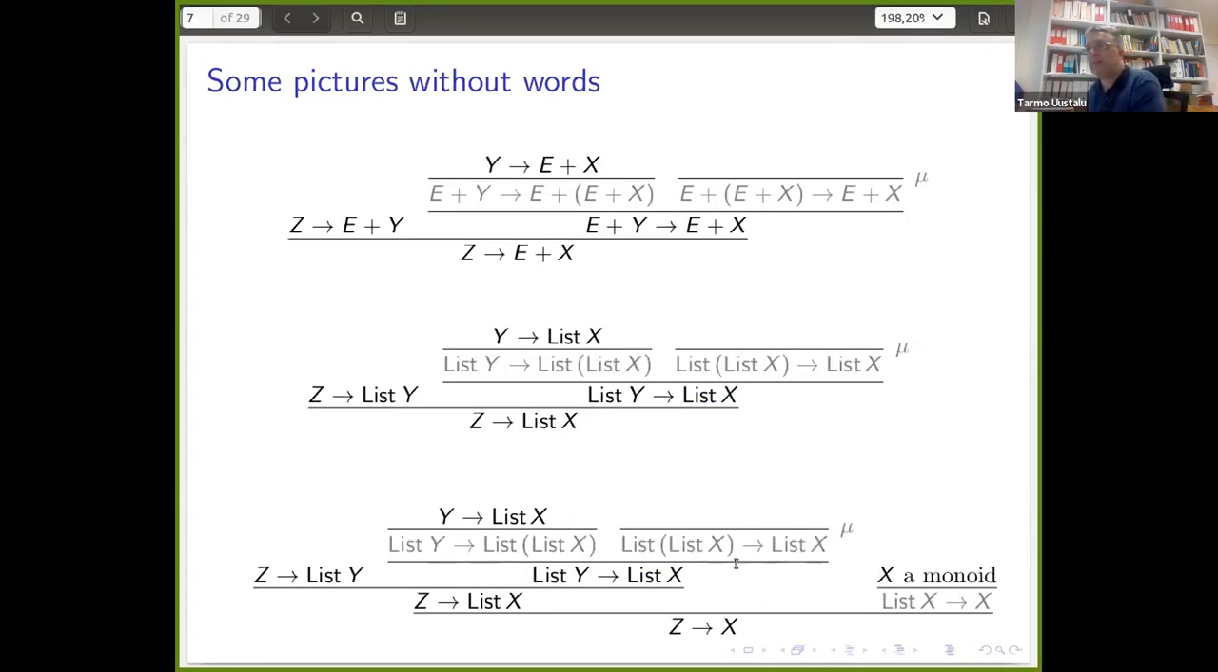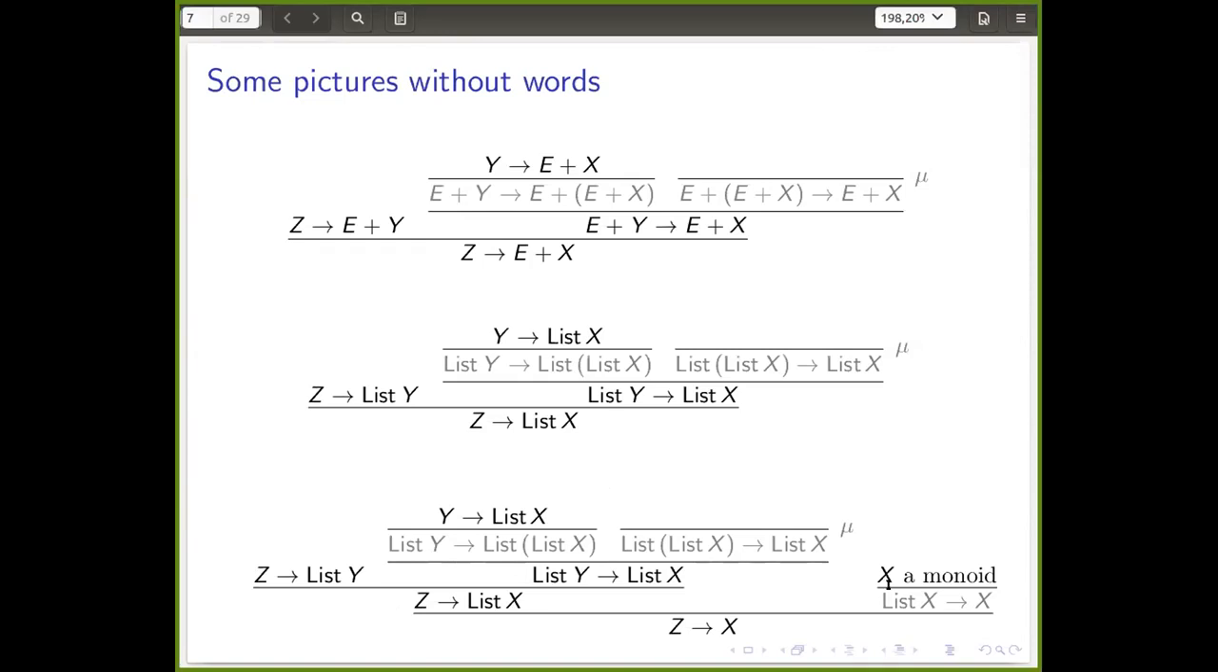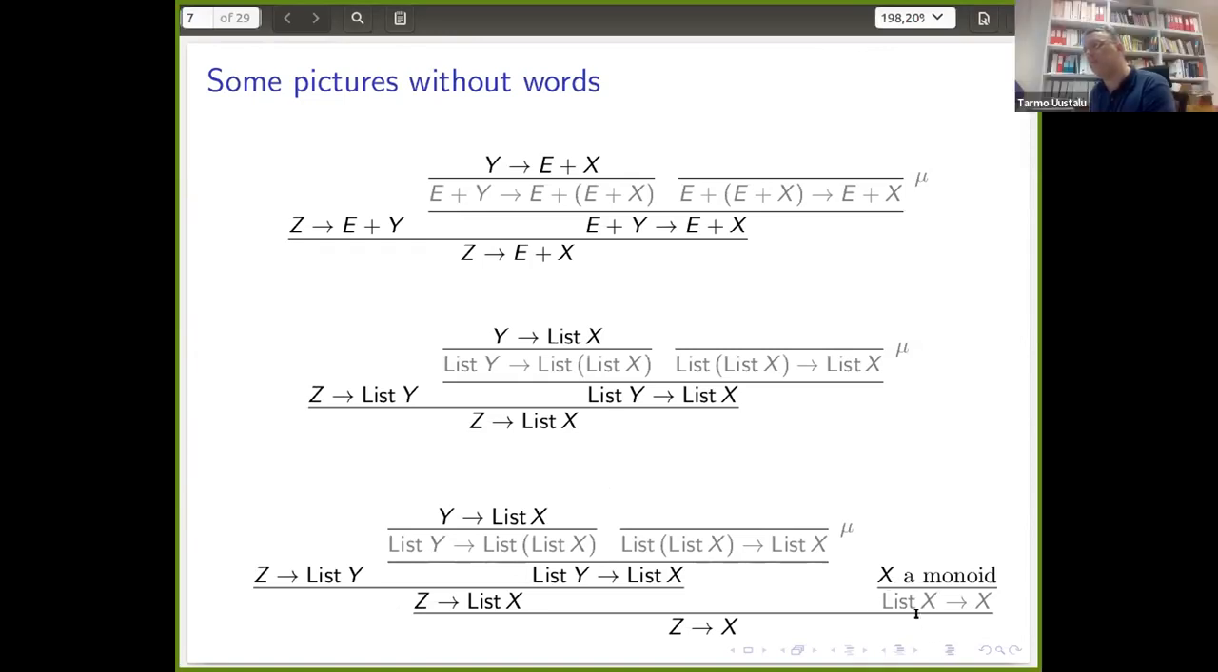Then again, there is a systematic mechanism, which in this case says, I can compose a function like this and a function like this together using the sequential composition mechanism that a monad gives me, and I get something like this. But the result is still a list of x's, not a single x. Then, if x happens to be a set with a monoid structure, then actually I will have a function from list of x to x in a standard way, and I can compose this with this, and I do get the function from z to x. And this is related to handlers.